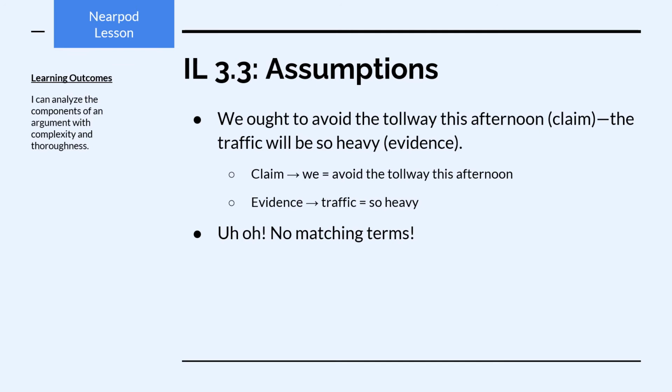Okay, let's look at number three. We ought to avoid the tollway this afternoon. The traffic will be so heavy. So that first statement, we ought to avoid the tollway this afternoon, that's our claim. We equals ought to, or excuse me, avoid the tollway this afternoon. And then our evidence is that second statement, traffic will be so heavy. So traffic equals so heavy, or heavy. Though, there's no matching terms. So we run into a problem here with the way that we have interpreted what the terms of this argument are.